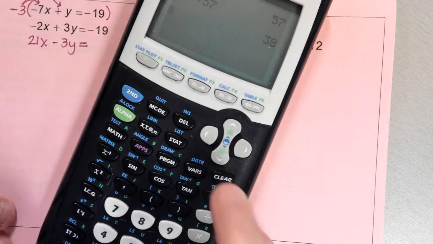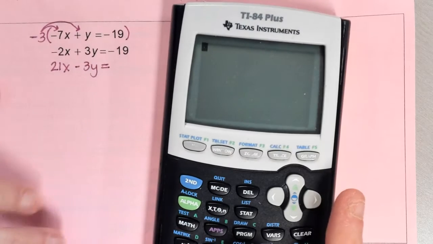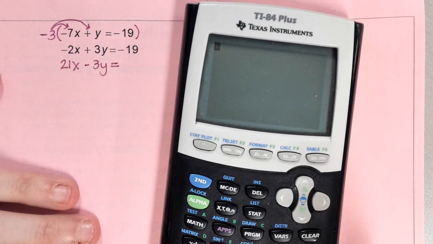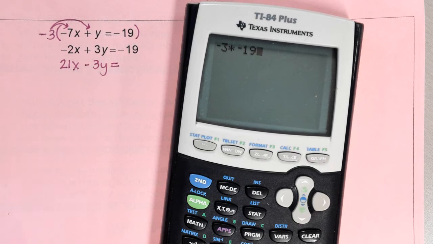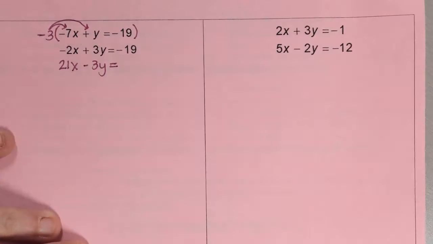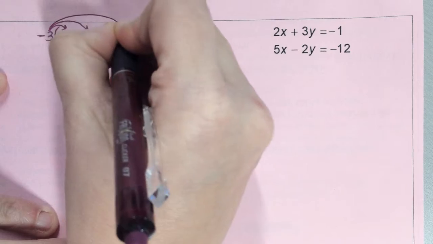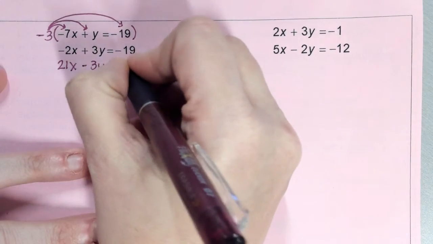-3 times -19, I don't know what that is. So like I said in class, I better hear nothing but clickety-clack, clickety-clack. Y'all need to start using these calculators. I mean, you have one. I know this wasn't the calculator you were thinking of, the one on your phone, but this is the calculator you get, so let's use it. -3 times -19, because I'm distributing that -3 to the -19, gives me +57.